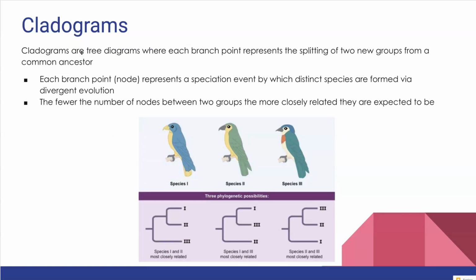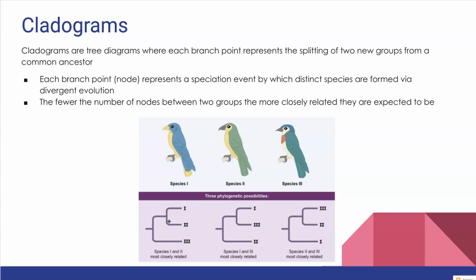These are what they refer to as tree diagrams, where each branch point represents the splitting of two new groups from a common ancestor. Okay? Divergent evolution, where one point splits into two organisms. The point is also called a node, so that represents the speciation event that caused two distinct species to form. Okay? Divergent evolution.